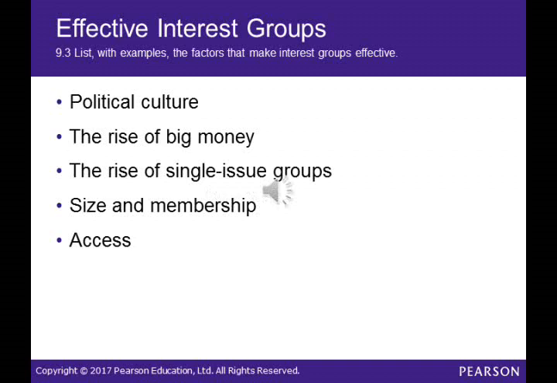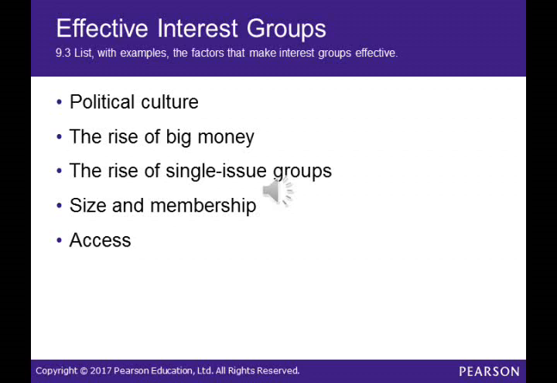Now, what are the factors that make interest groups effective? Well, the effectiveness or efficacy of interest groups depends on five factors. One, whether the prevailing culture in society is open or pluralistic. Second, the role of big money in politics. Third, whether the group is a single issue group or a multi-issue group. And the assumption here is that single issue groups are more effective than multi-issue groups.